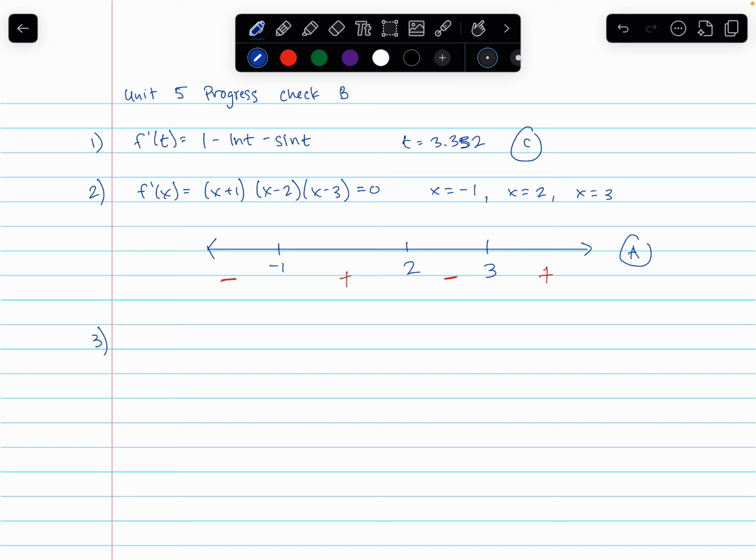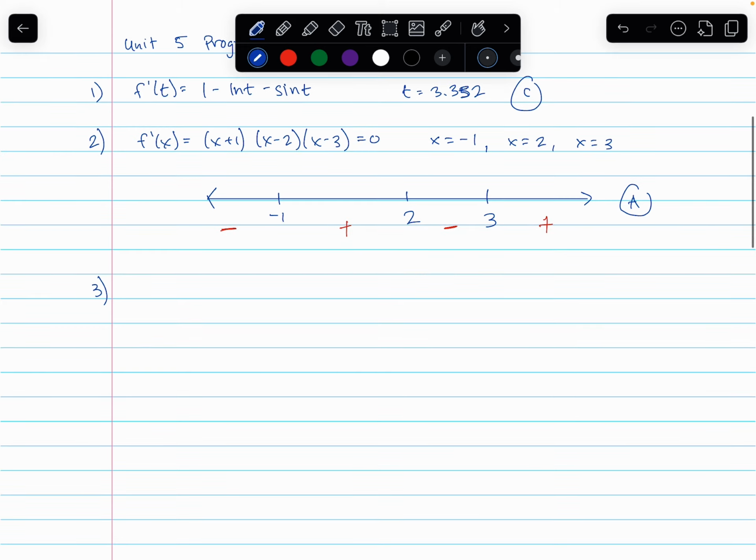So f has 1 relative minimum and 2 relative maximum. So this is the graph of f prime. So let me just go ahead and make a quick number line here. At x equals 0 there is a critical point. At x equals 1 also a critical point. At x equals 2, critical point. X equals 3, critical point. X equals 4, critical point.